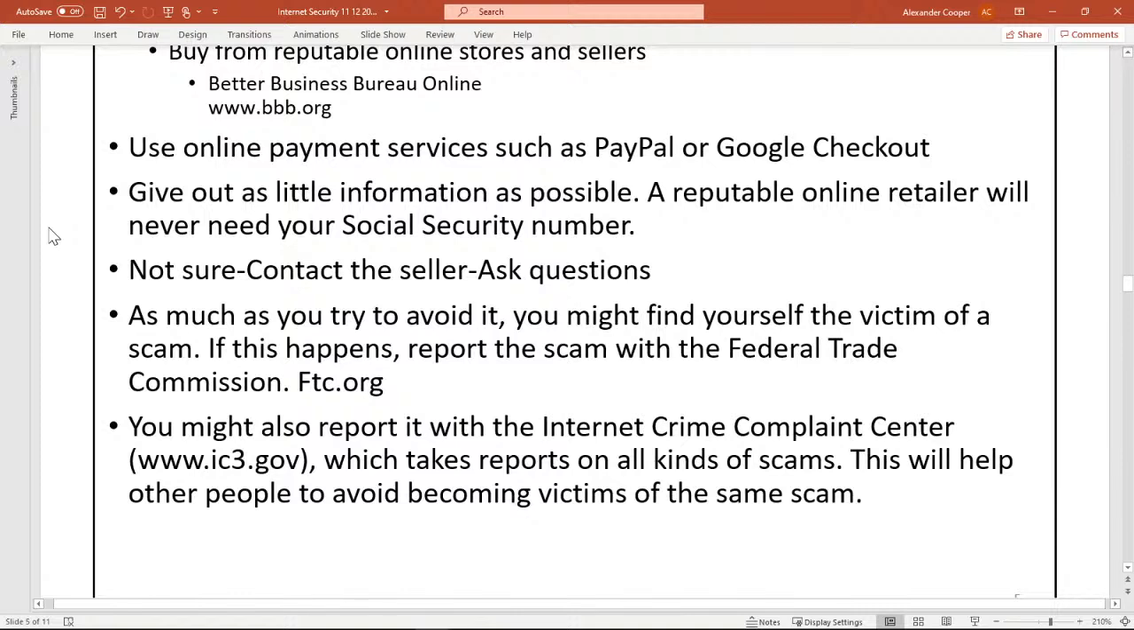As much as you try to avoid it, you might find yourself the victim of a scam. Do realize there is software that people can run to basically make up credit card numbers, okay? So be very careful to never give out your credit card number and keep it safe, but realize it can happen that it could be guessed. So you could report that. You might also report it to the Internet Crime Complaint Center, which takes reports of any kind of scams or anything.